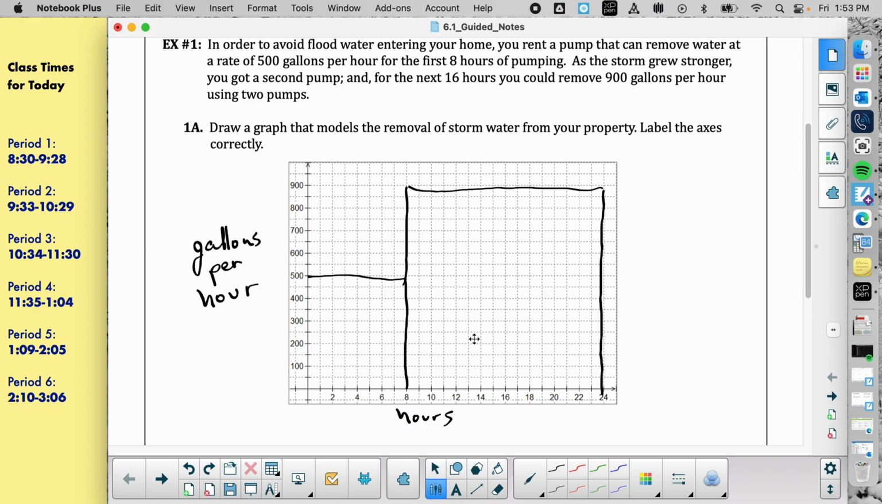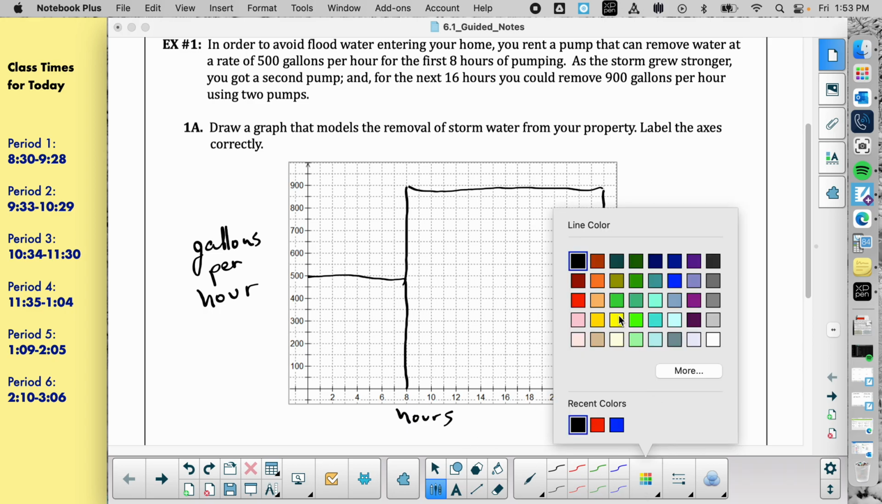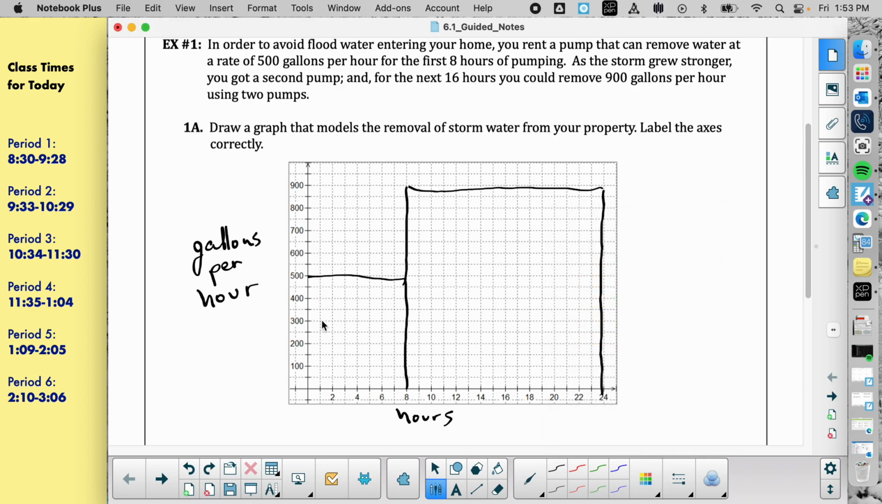Okay, so what? We have 500 times 8, I believe that's 4,000. So we apparently removed 4,000 gallons in the first 8 hours, and that wasn't enough. 900 times 16 hours. It's less than 1,600,000. It's 900 less than 1,600,000. 14,400 gallons. I was not right.